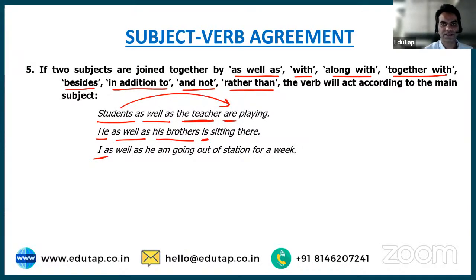Yes, guys, which is the subject here? He as well as his brothers are sitting there or is sitting there? So it should be he as well as his brothers is sitting there. I'll make another example for you.